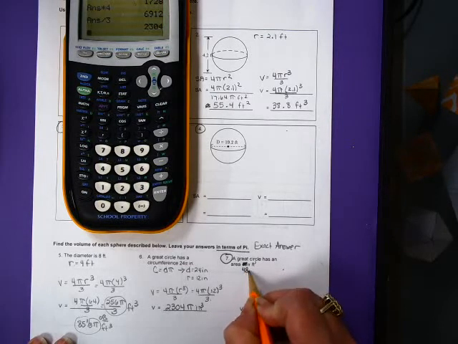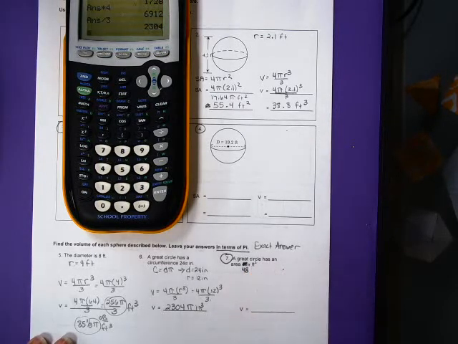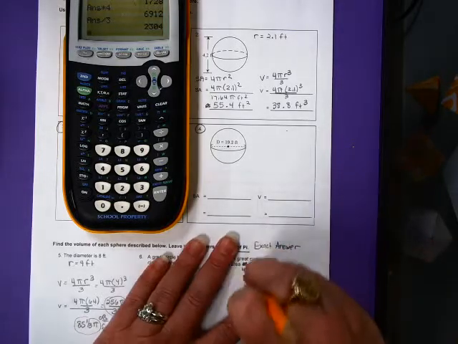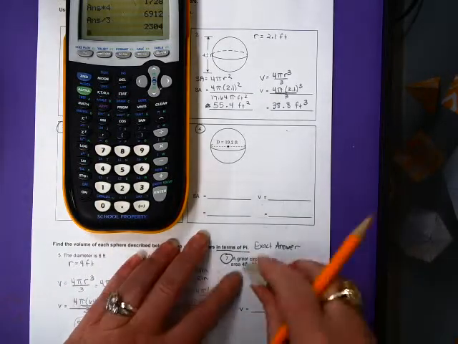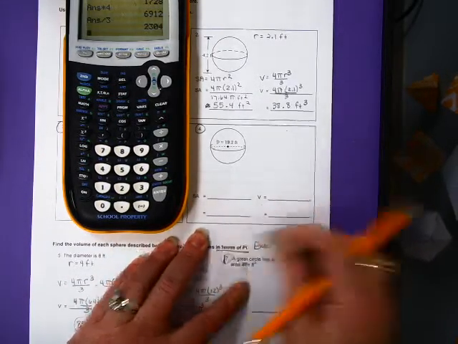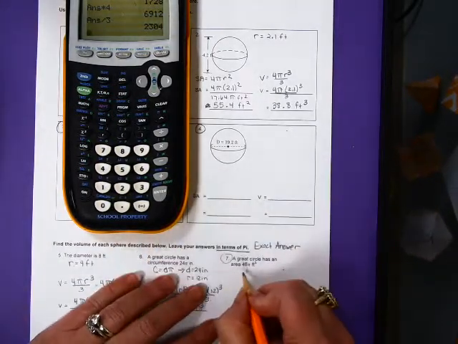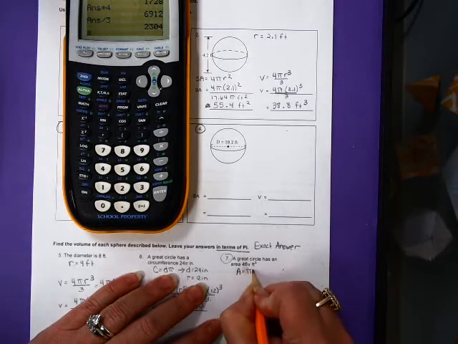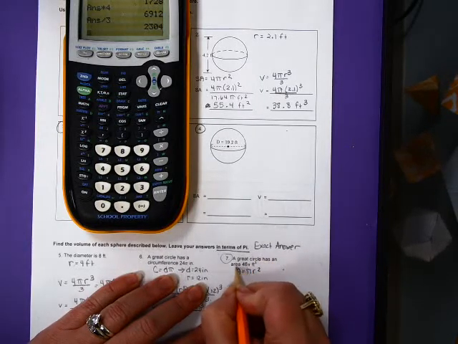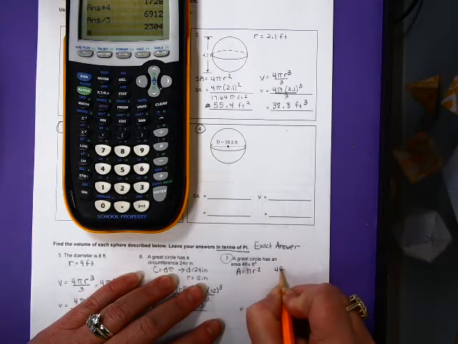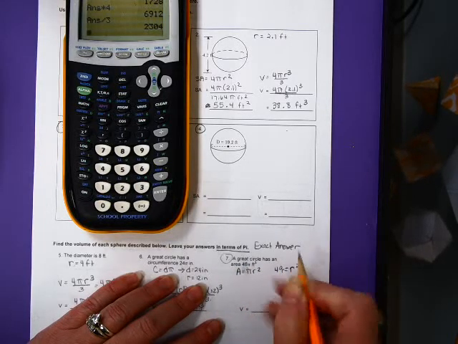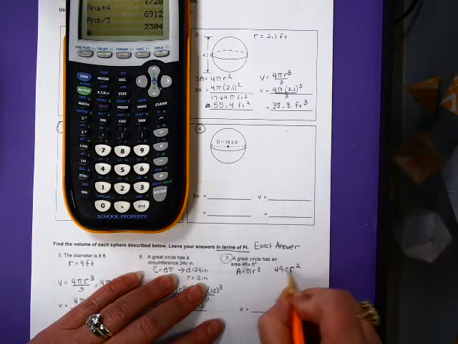That should be 48 pi feet squared. Oh, I'm sorry, no it's not. That's area, my bad. I'll go ahead and do this one for you. So here, I know that area is equal to pi r squared. And then area is 49 pi. So that means that the 49 is equal to the radius squared. So square rooting both sides, I know that my radius is equal to 7.